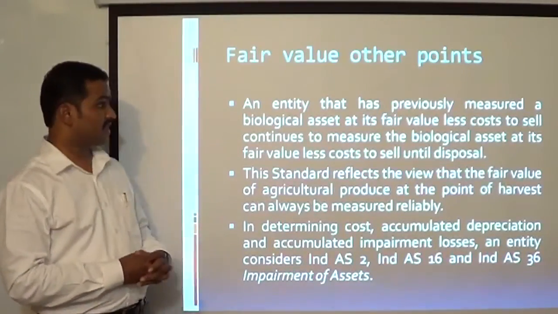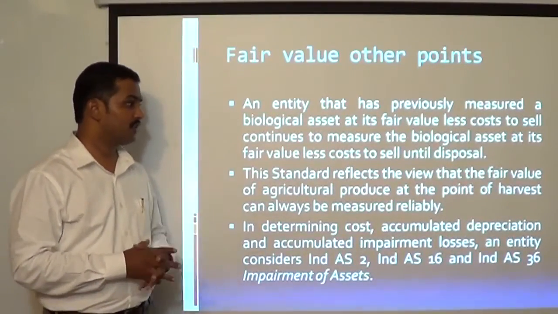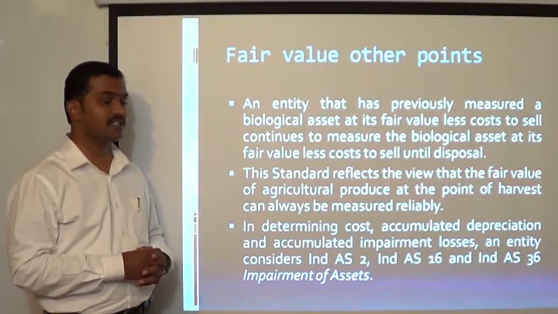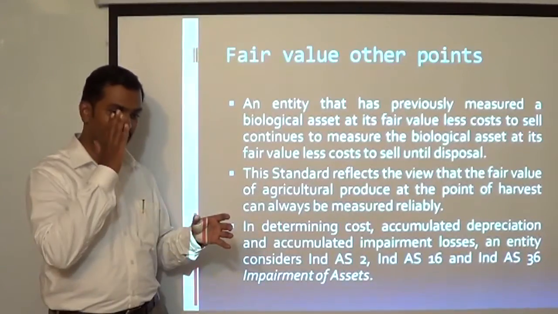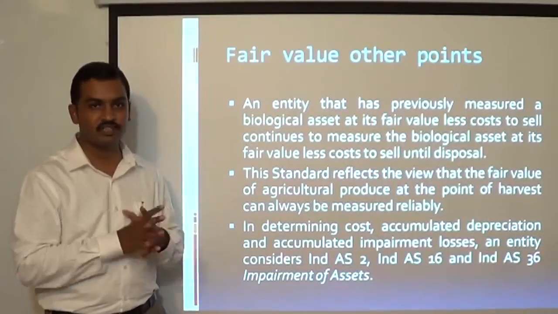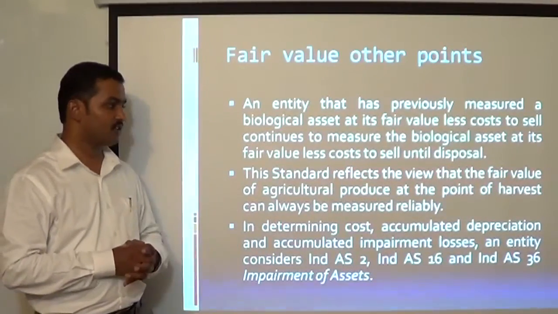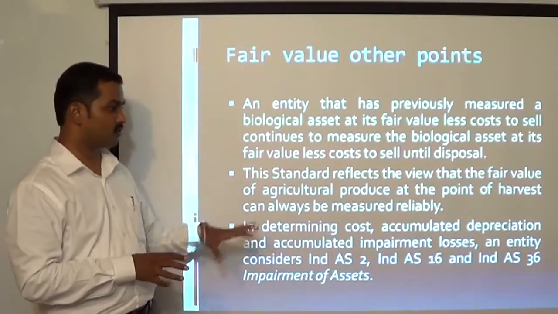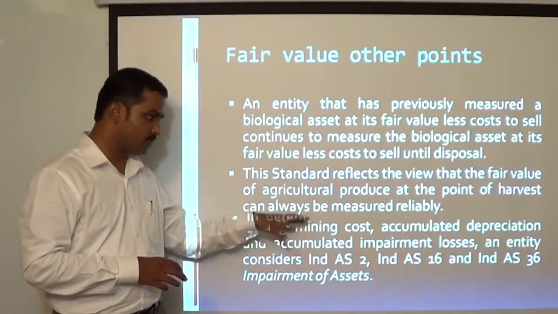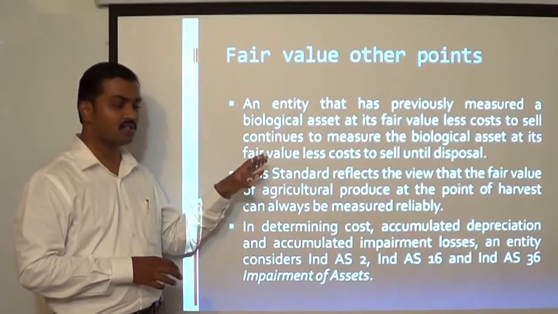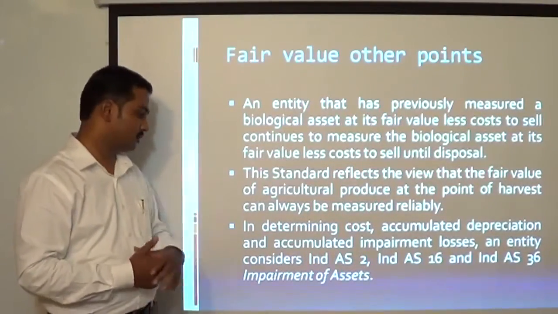Now, other points on fair value. An entity that has previously measured a biological asset at its fair value less cost to sell continues to measure the biological asset at its fair value less cost to sell until disposal. So at any point of time during the life of that biological asset, if you have arrived at the fair value, then till disposal you have to measure it at fair value only. There is no possibility to go back. This standard reflects the view that fair value of agricultural produce at the point of harvest can always be measured reliably. So this is what we have been stressing again and again. At the point of harvest, agricultural produce can always be measured at fair value, and the standard does not allow us to use cost model for measuring the harvest or agricultural produce.